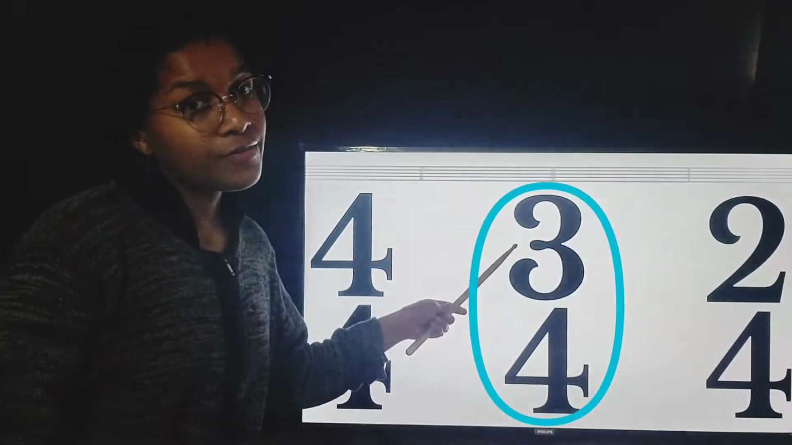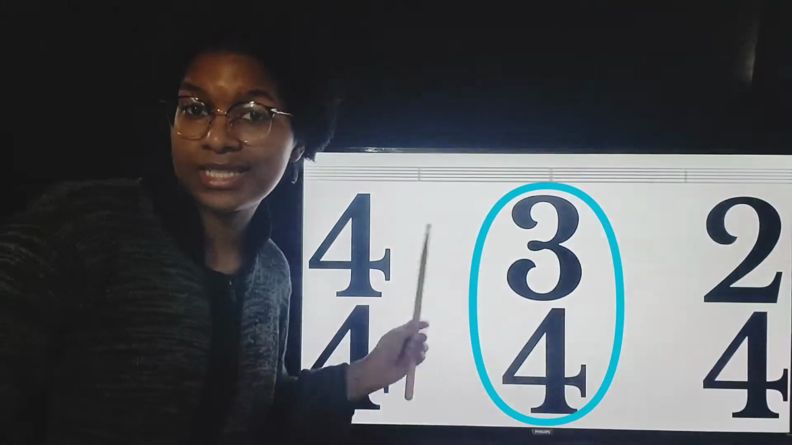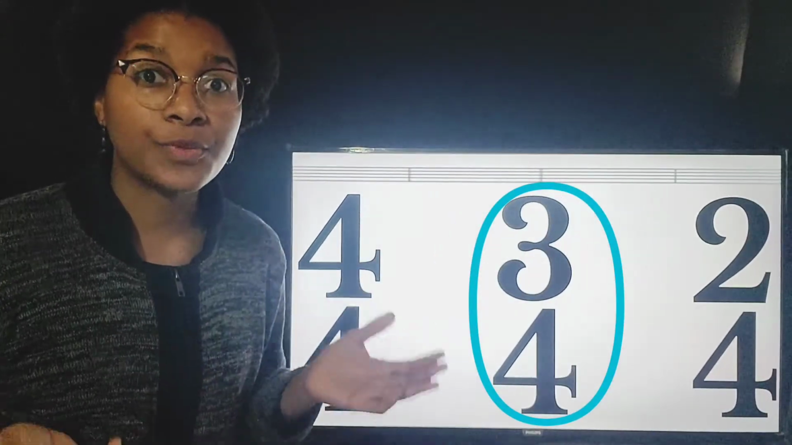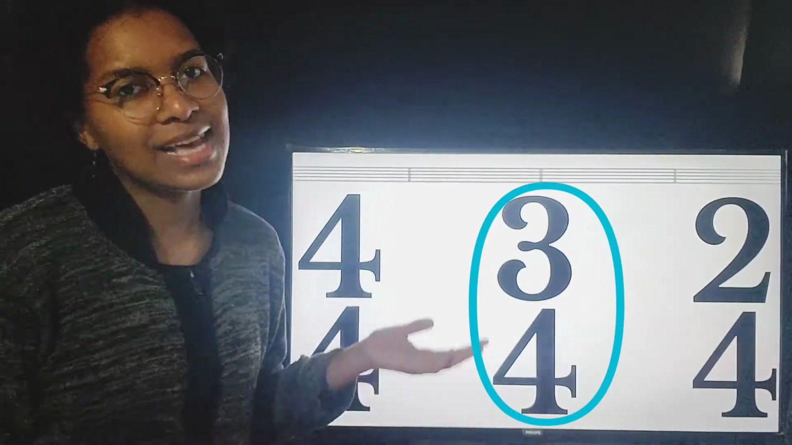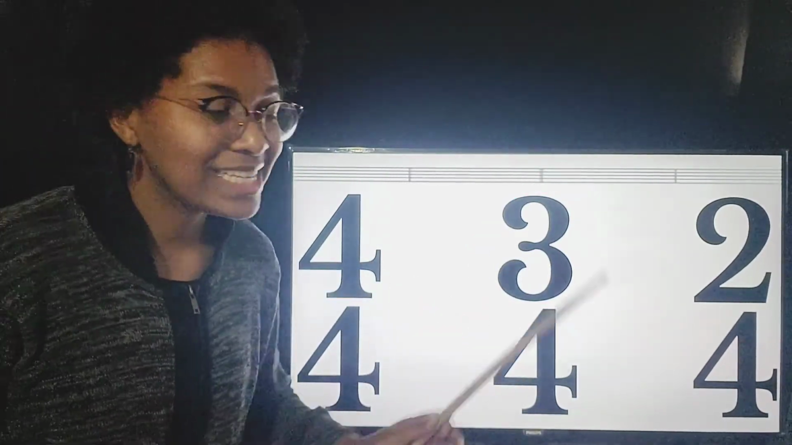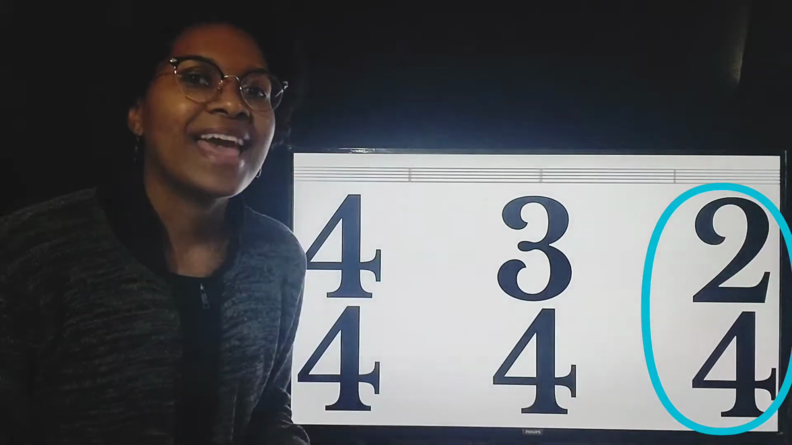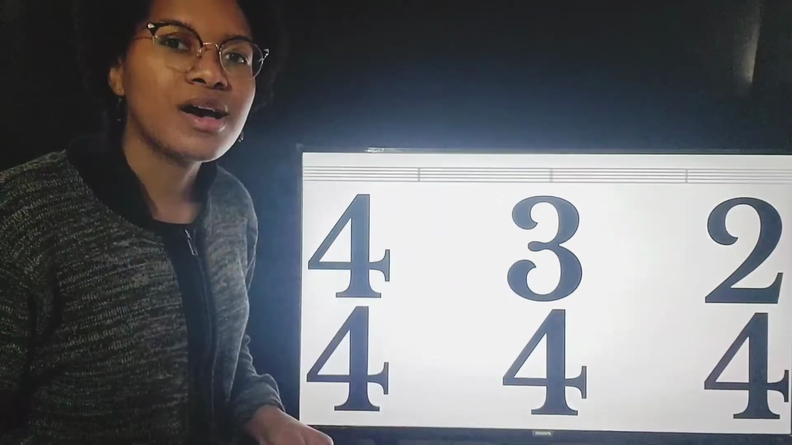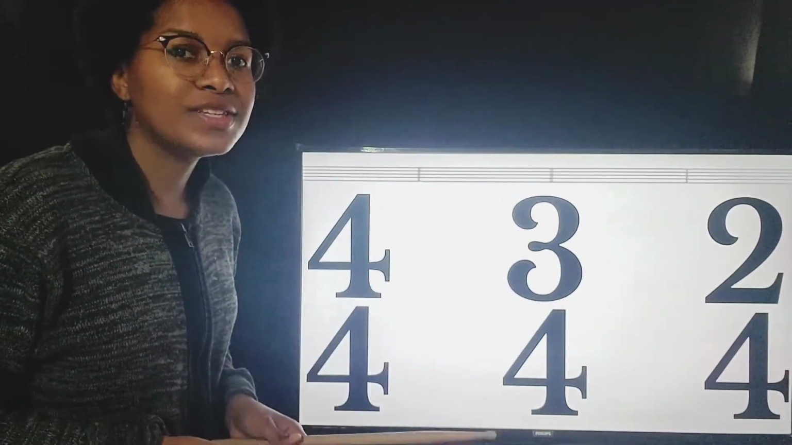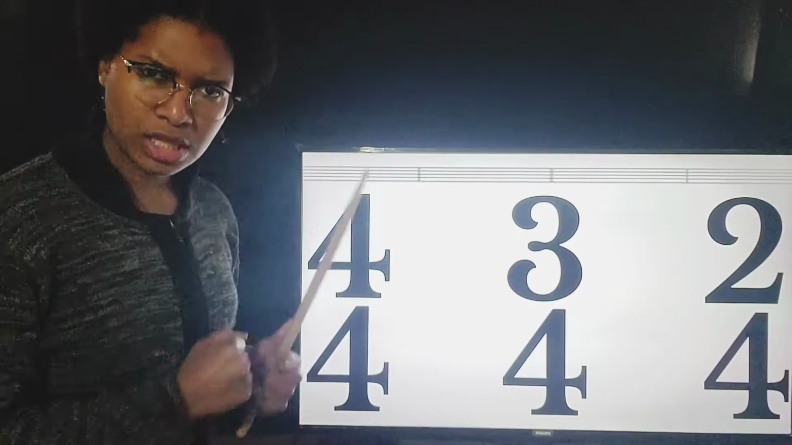In 3/4 time, you get 3 beats in each measure. The feeling of 3/4 makes you just want to sway from side to side. Next is 2/4. And you guessed it, in every 2/4 measure, you get 2 beats. Songs that are in 2/4 often have a march-like military sound.